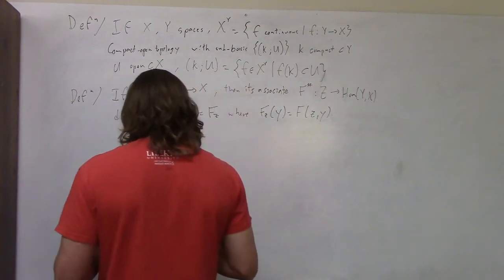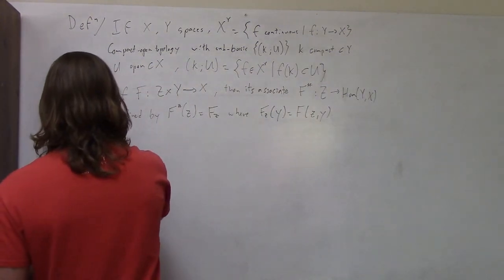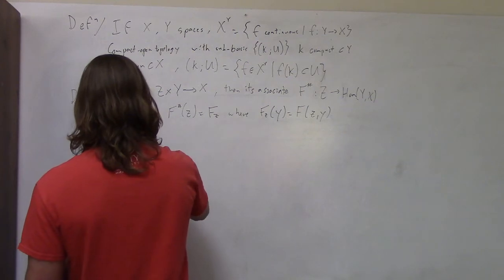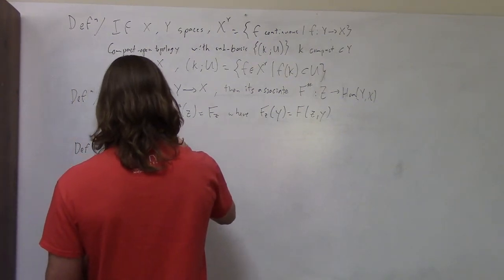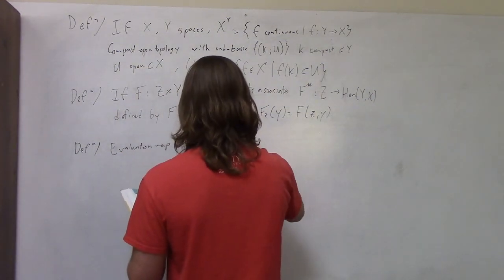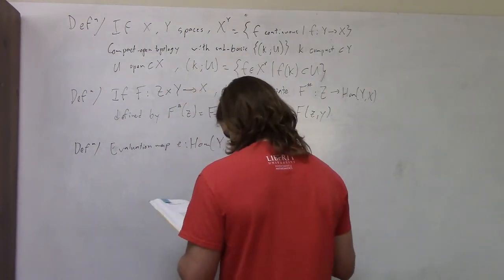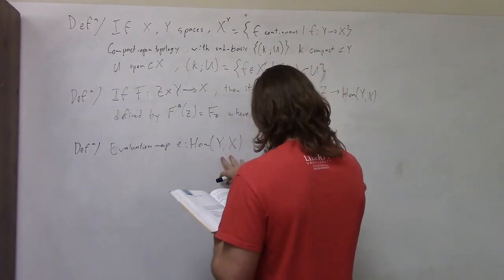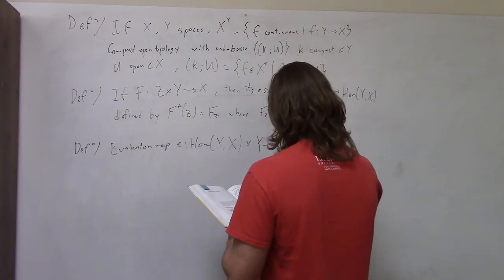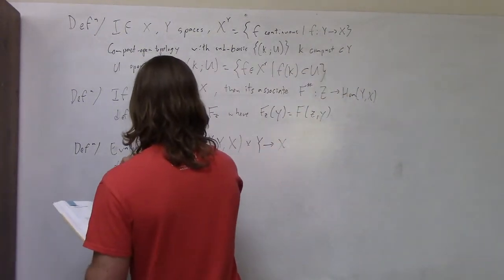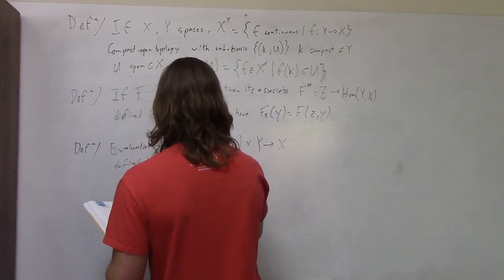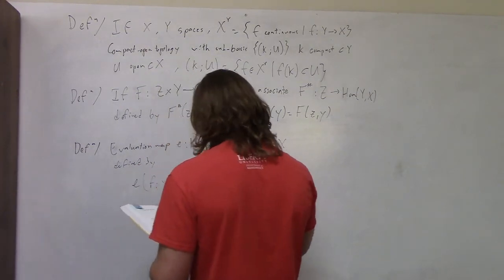Can we also have this evaluation map? E from functions from Y to X, which, to my understanding, aren't necessarily continuous, cross Y to X, defined by e of (f, y) is equal to f of y. Okay, pretty simple.